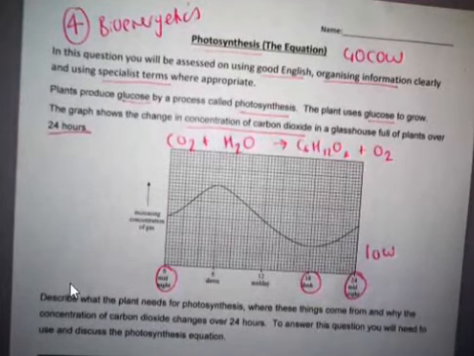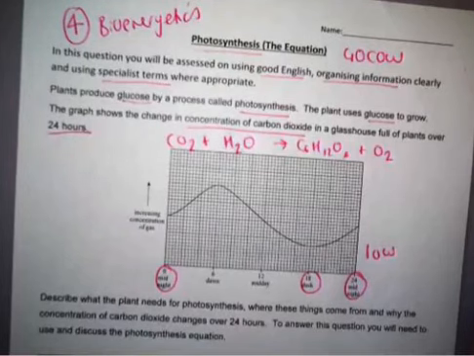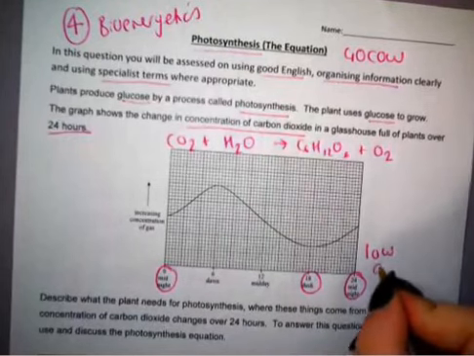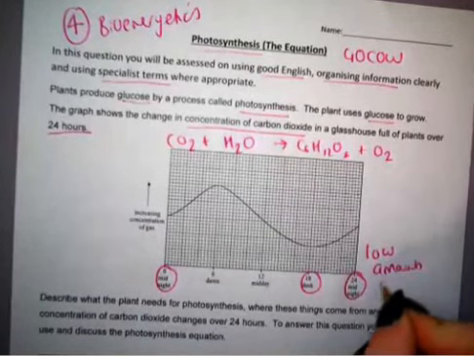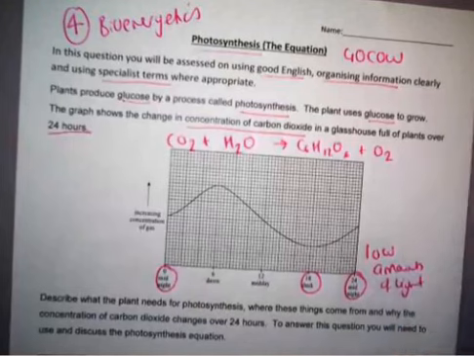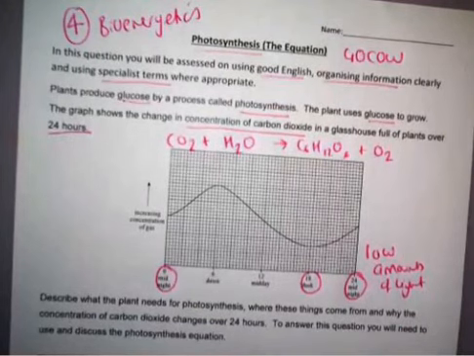I have you for science at the end of the day. There are low amounts of light, which means that obviously photosynthesis can't happen.